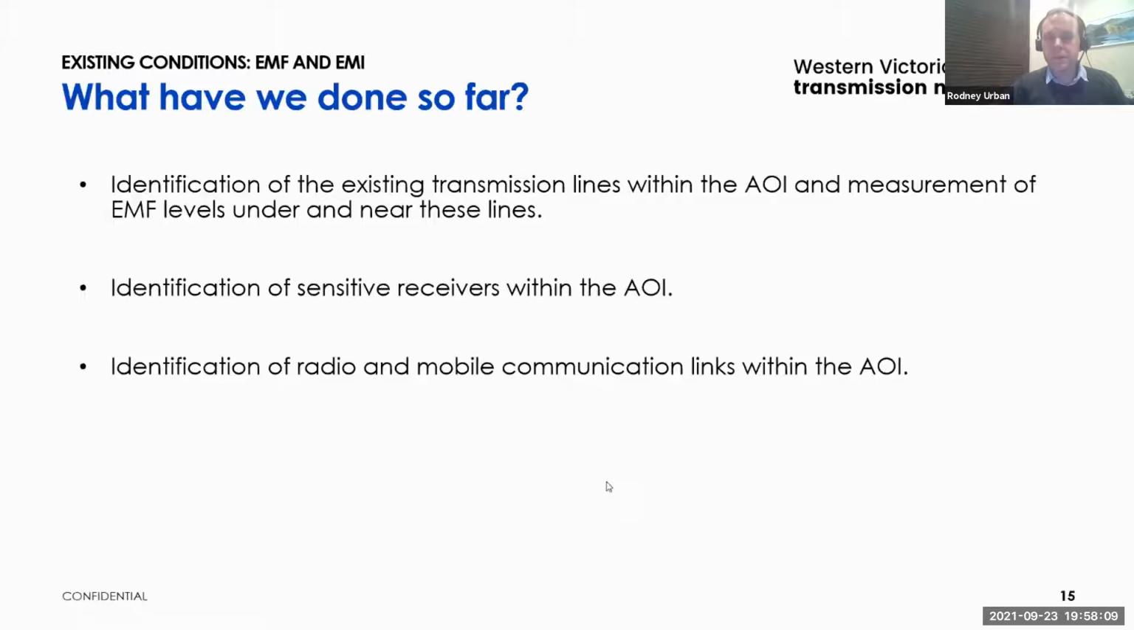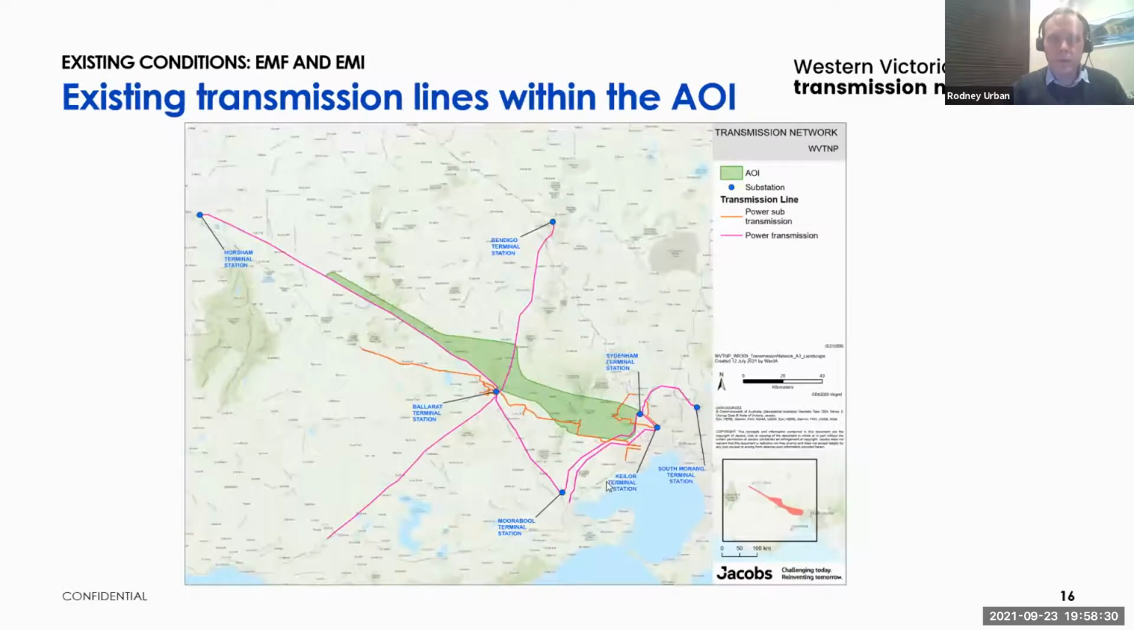We've also identified sensitive receivers within the area of interest for the project. And finally, we've identified radio and mobile communication links within the area of interest to work out what level of interference is currently within the area of interest.